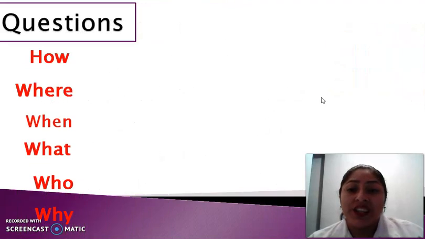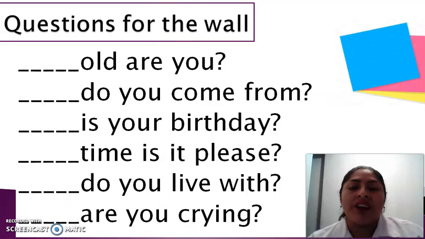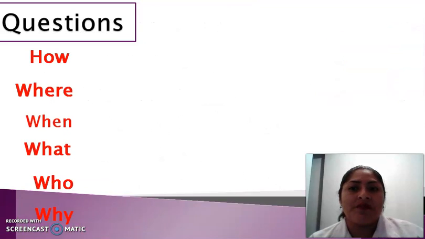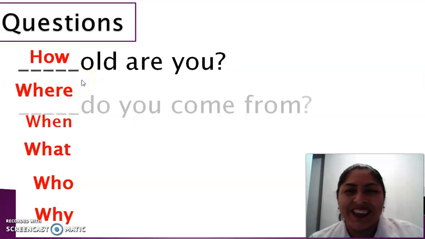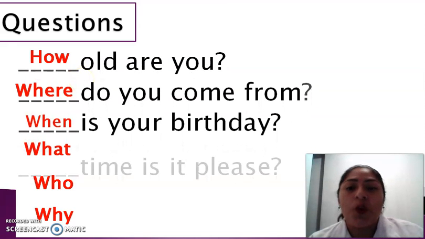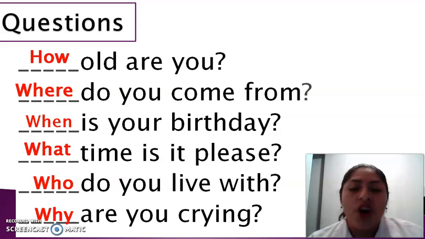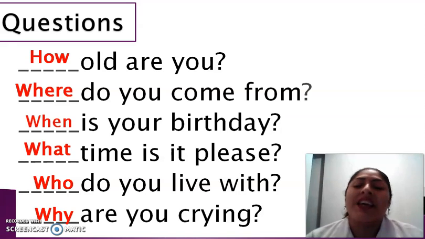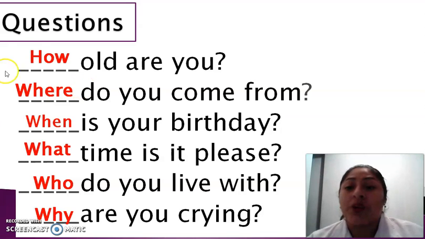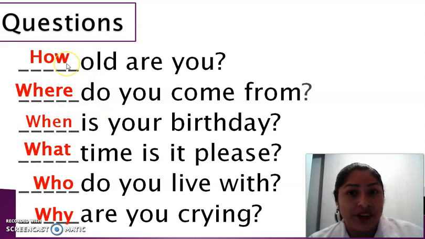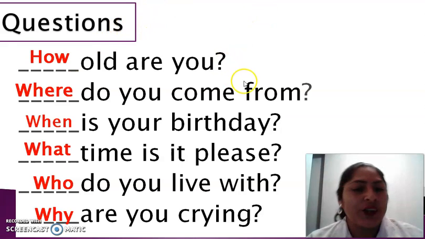So now here we are going to see our answers, okay? So how old are you? Where do you come from? When is your birthday? What time is it, please? Who do you live with? And why are you crying? All right? So in those questions we are going to use the WH words, okay? It's necessary in the first part, okay? So those are the questions as we know, all right? As we are familiar with, okay, students?